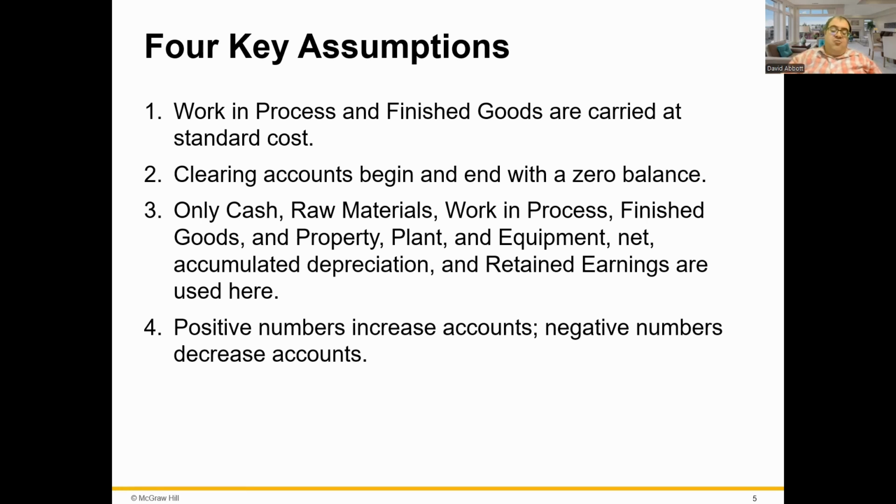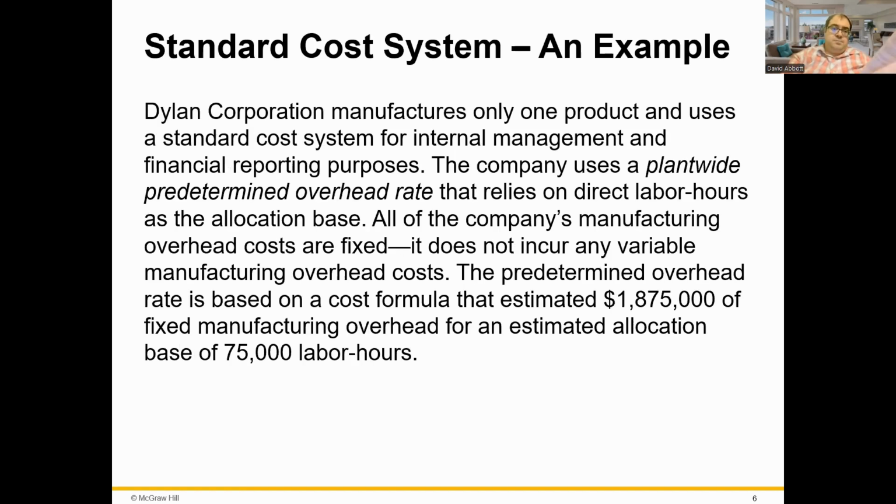And then only cash, raw materials, work in progress, finished goods, plant, property, and equipment, net, accumulated depreciation, and retained earnings. Those are the only accounts that we're going to use here. And positive numbers increase accounts, and negative numbers decrease accounts. So we'll take a look at an example, Dillon Company.